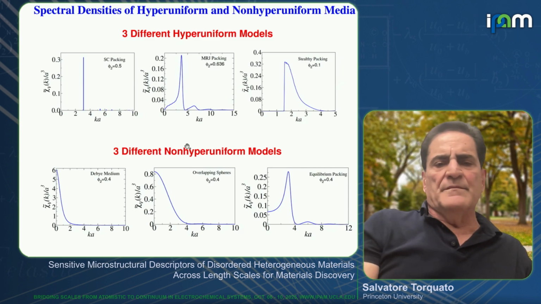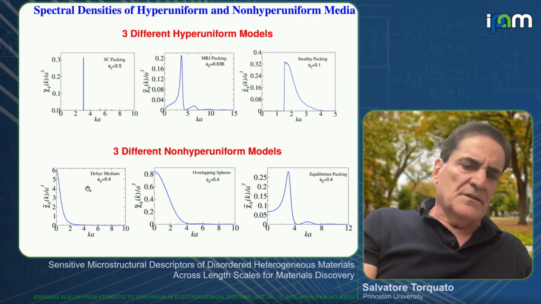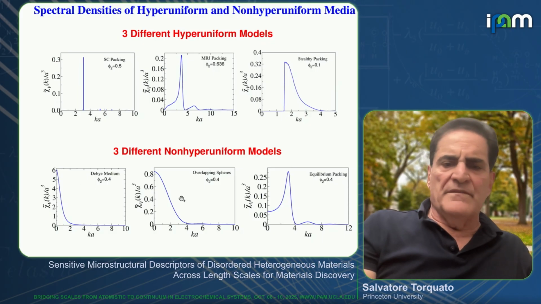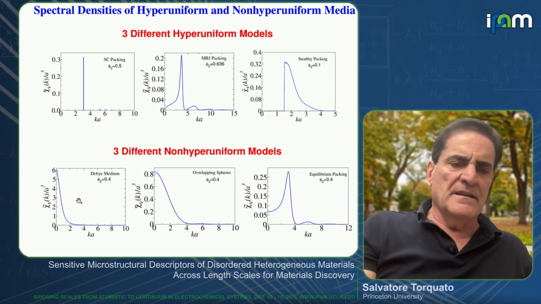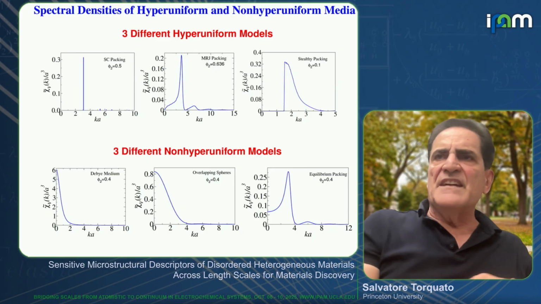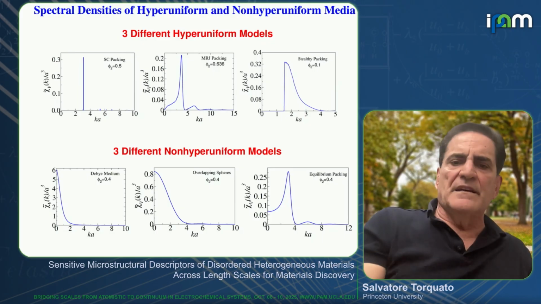Here I'm showing some typical non-hyperuniform behavior, so-called Debye medium and other models. But the point of these non-hyperuniform models is that as k goes to 0, the spectral density is not going to 0, it's some positive value. And that changes the large-scale fluctuations dramatically in the way that I described earlier.